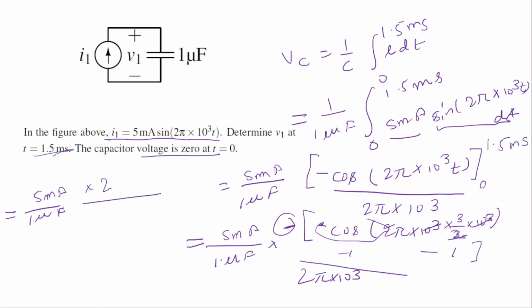So 2 by 2 pi into 10 to the power 3. This micro multiplied by 10 to the power 3 becomes milli, and this milli gets cancelled, and this 2 also gets cancelled. So our voltage will be 5 pi divided by pi, which is 5 divided by 3.14. You can calculate exactly, it will be around 1.6 volt.